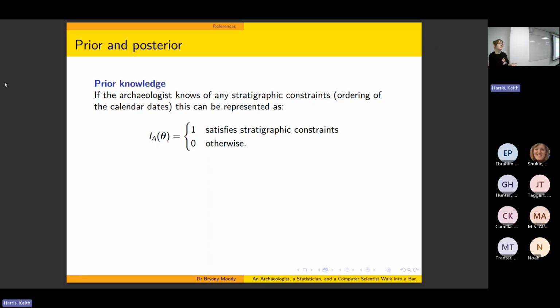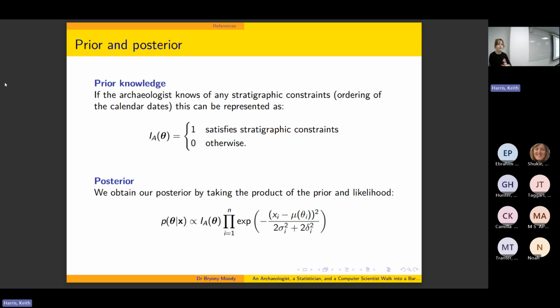The prior knowledge is even easier to represent, though it causes problems for them when you want to calculate your posterior. So really simple: if the dates themselves satisfy the ordering that the archaeologist has told me that it needs to satisfy, then we have a probability of 1, and otherwise we have a probability of 0. So instinctively, that's super, super simple, except that's not easy to then analytically derive a posterior for, but that's fine because MCMC comes and saves the day, essentially.